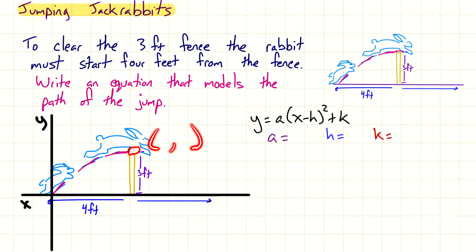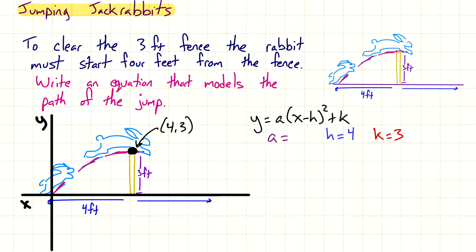All right, let's see if you got this correct. So we start with our x. This measurement is going to be 4. And the height, you're like, well, I don't know how high it is. Yeah, we do. We know the fence is going to be 3 feet. So this should be 4, 3. All right, so that's the vertex. Let me write that in. This point is 4, 3, which means that our h value is 4 and our k value is 3.